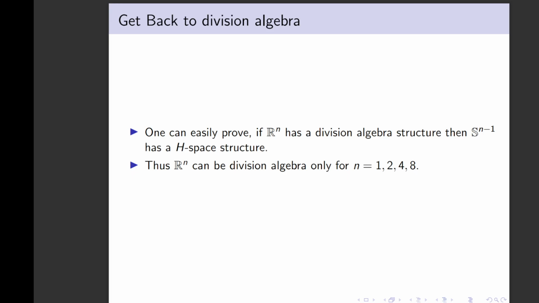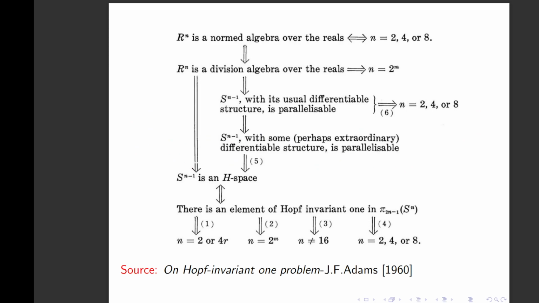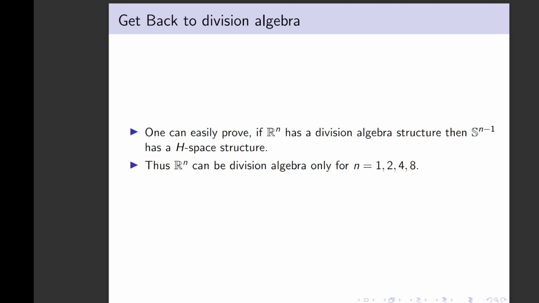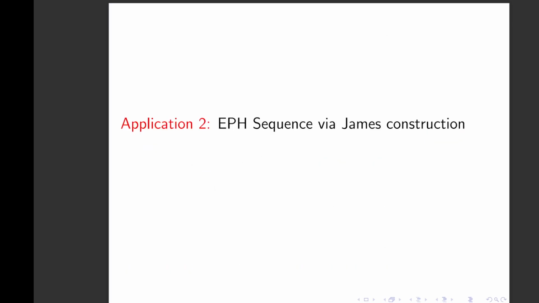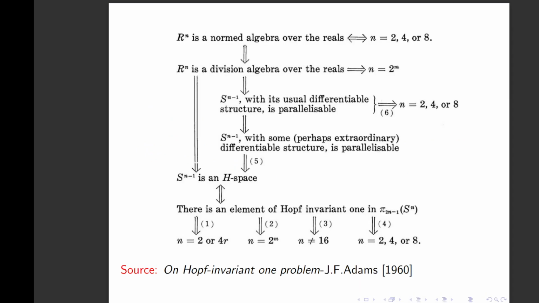So basically, this is a very nice diagram that I have taken from Adams' paper. The name of the paper was "On the Hopf invariant one problem". Here he mentioned all the cases that were proved till that date, after which he used some kind of theoretic thing to prove that the Hopf invariant one only exists for 1, 2, 4, and 8.